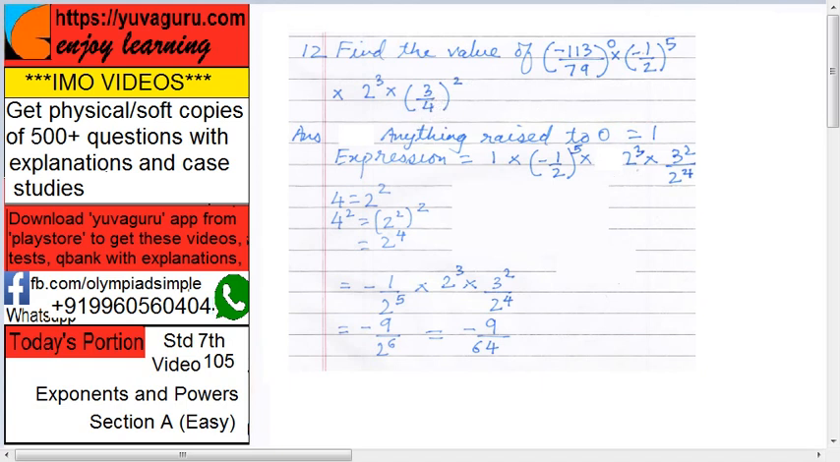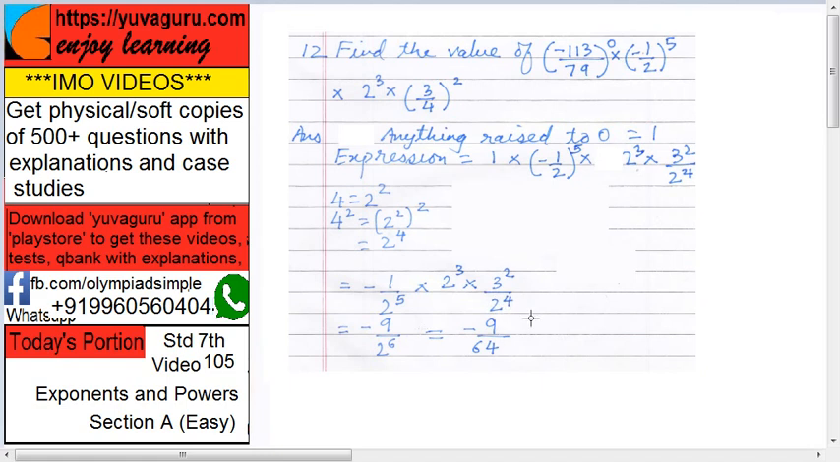Got it? I have explained it over here: 4 equals 2 square, so 4 square equals 2 square raised to 2, that is 2 raised to 4. So our expression becomes now, forget this 1: minus 1 upon 2 raised to 5, where this 5 you can bring inside, and 2 cube into 3 square upon 2 raised to 4.